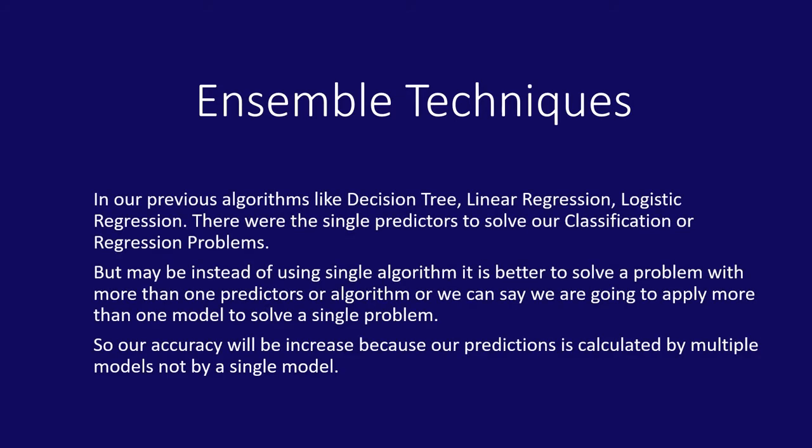In our previous algorithms like decision tree, linear regression, logistic regression, there were single predictors to solve our classification or regression problems. But maybe instead of using a single algorithm, it is better to solve a problem with more than one predictor or algorithm, or we can say we are going to apply more than one model to solve a single problem. So our accuracy will be increased because our predictions are calculated by multiple models, not by a single model.